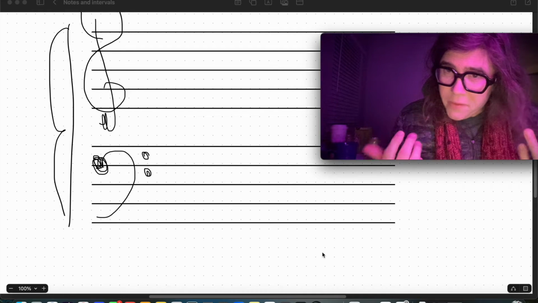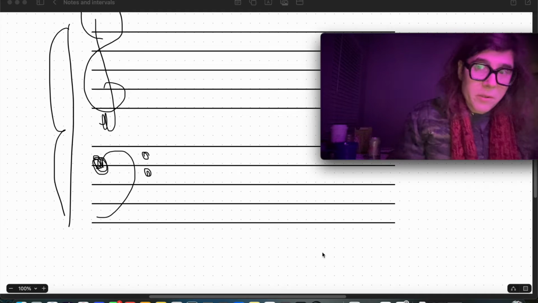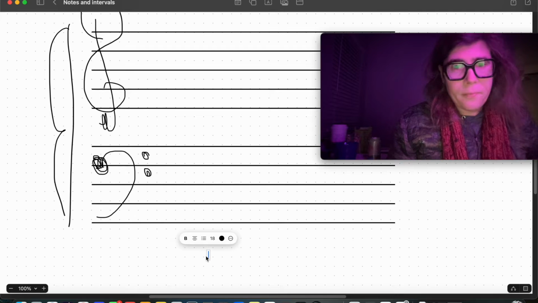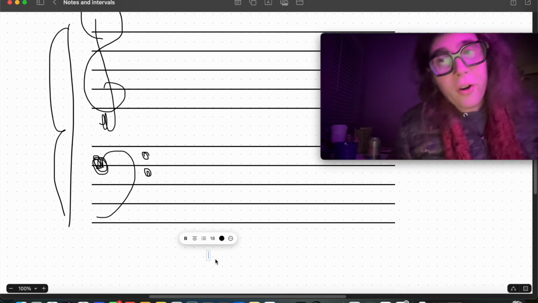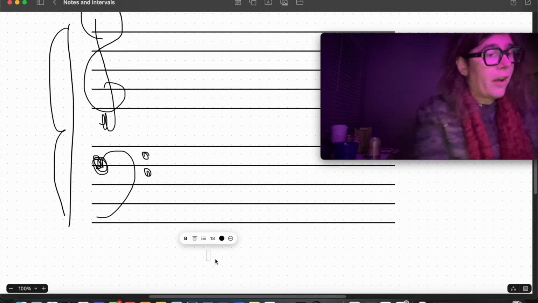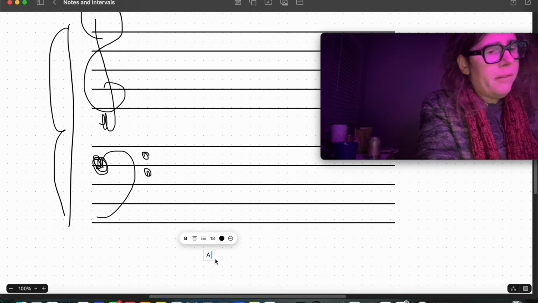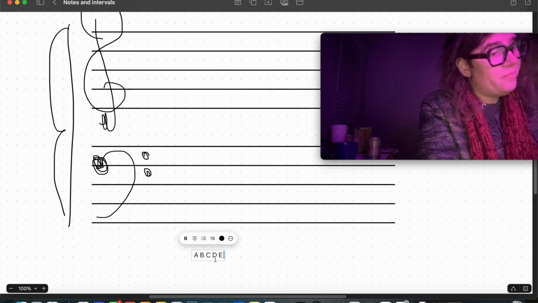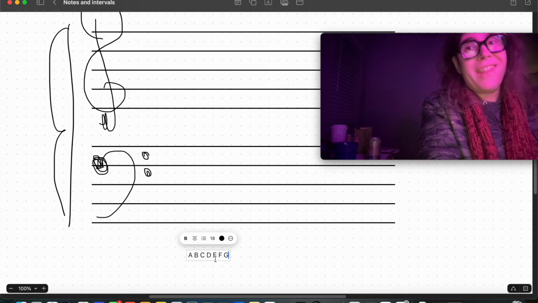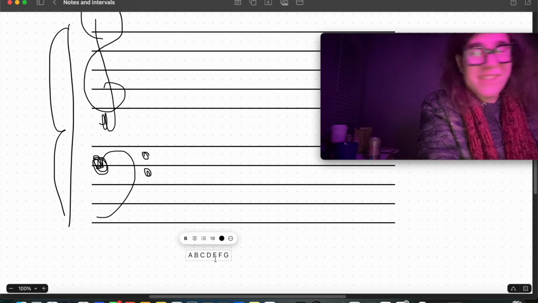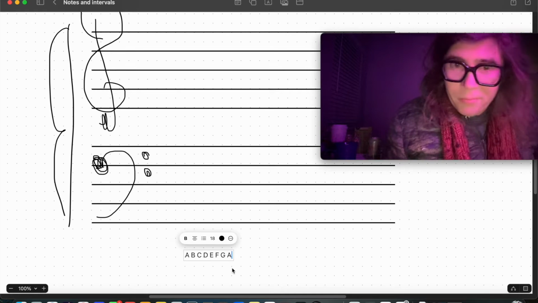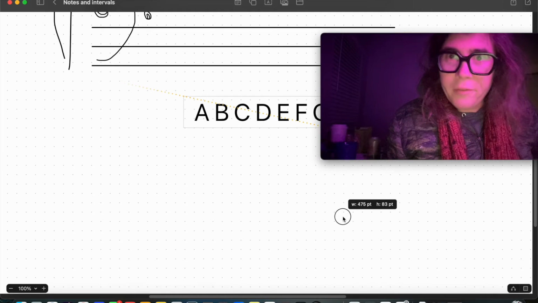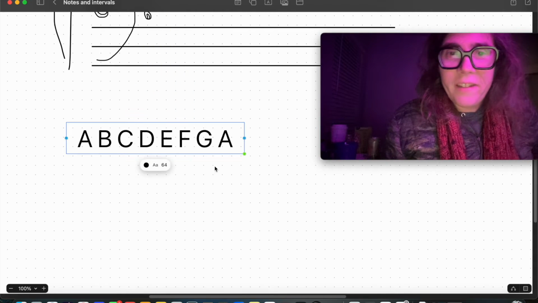What are the notes in the musical alphabet, the Western musical alphabet? Well, I'm going to type them out here. Let's start with A, the beginning of our alphabet. So we know we have A, B, C, D, E, F, G, and then it begins again. Okay, pretty simple. Now, you may already be familiar with this idea, and that's great.